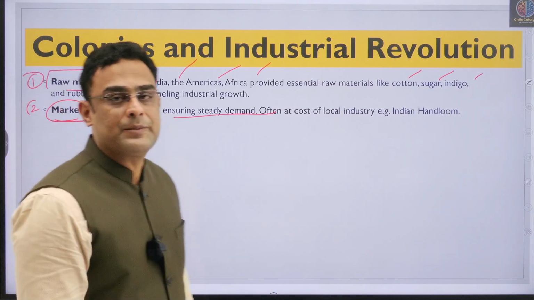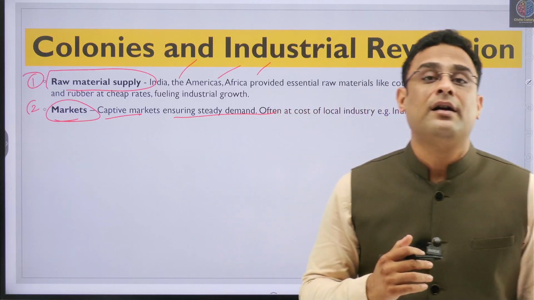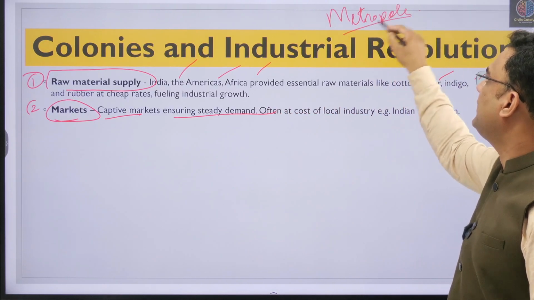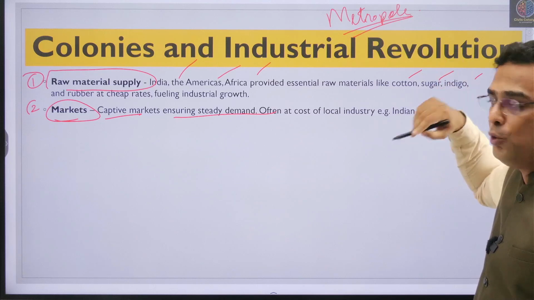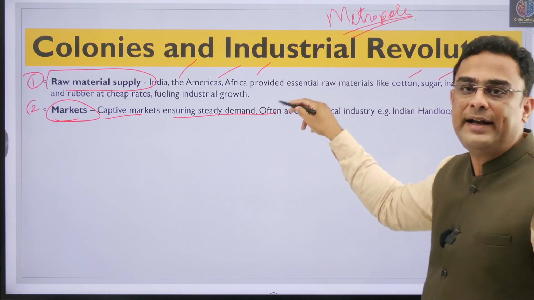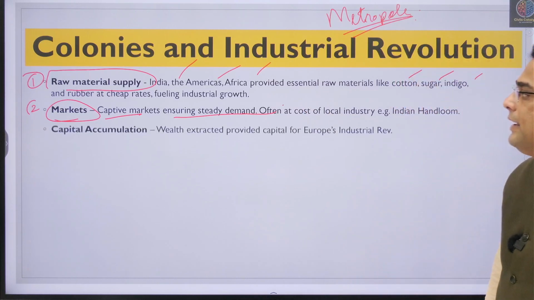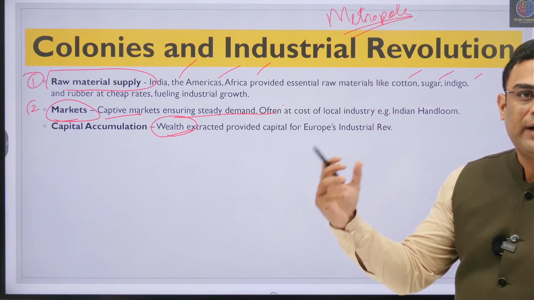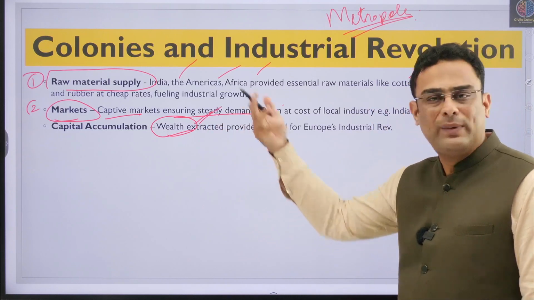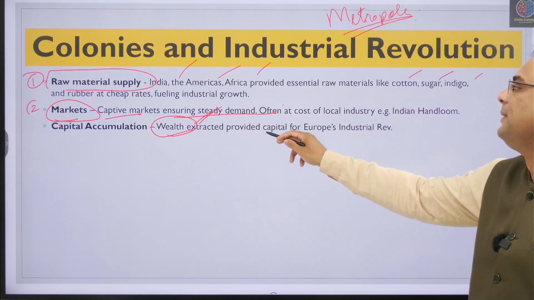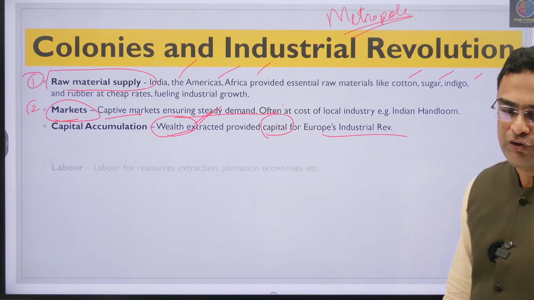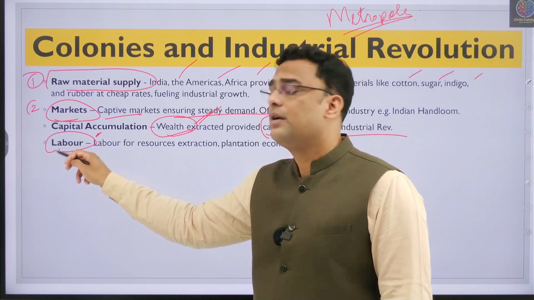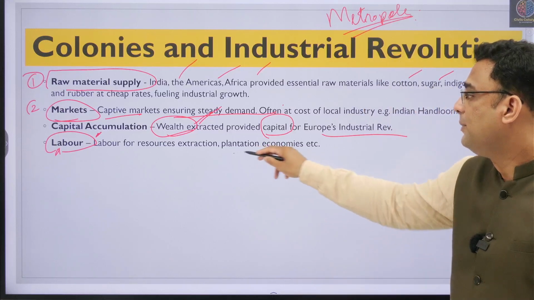Whatever is being produced in the mother country, it's also called as metropole. जो यूरोपियन कंट्री होती थी, जैसे ब्रिटेन है हमारे लिए, it was called as metropole. तो मेट्रोपोल का प्रोडक्ट वो यहां इंडिया के मार्केट में बिकेगा. कैपिटल एक्यूमुलेशन, जो भी भारत से एक्सप्लॉइट किया, whatever was being exploited from Indian resources, that wealth went where? Went to the metropole. And that wealth then became the capital for Europe's industrial revolution that was invested in their industrial revolution. Colonies also provided labor industries के लिए, प्लांटेशन इकोनॉमीज के लिए.